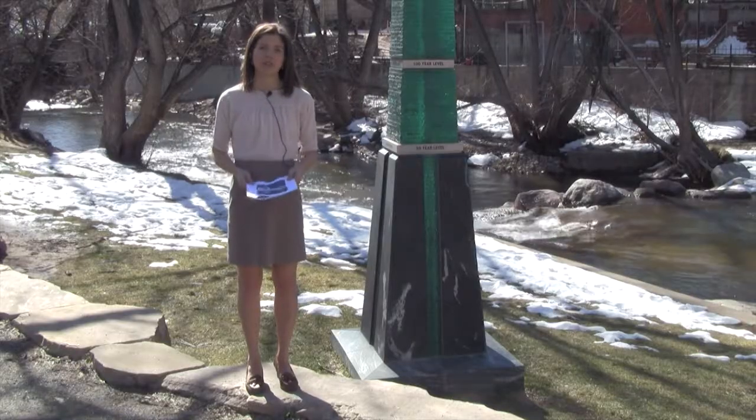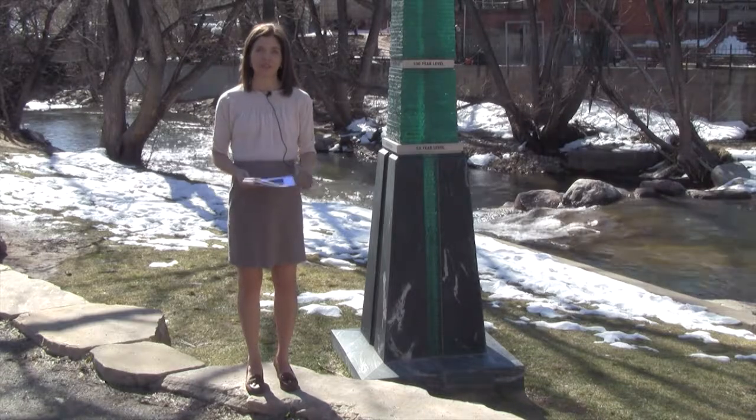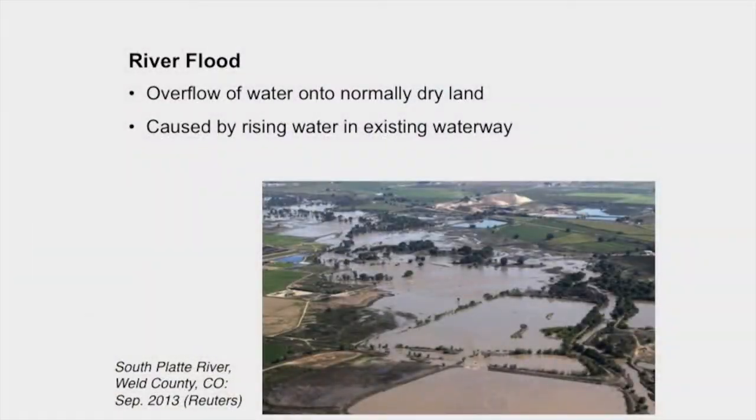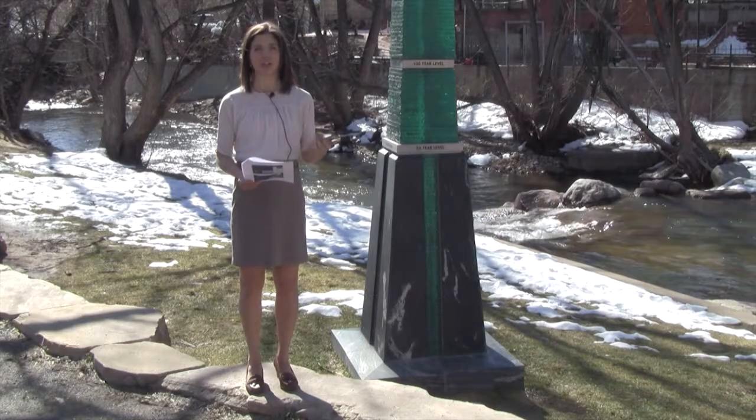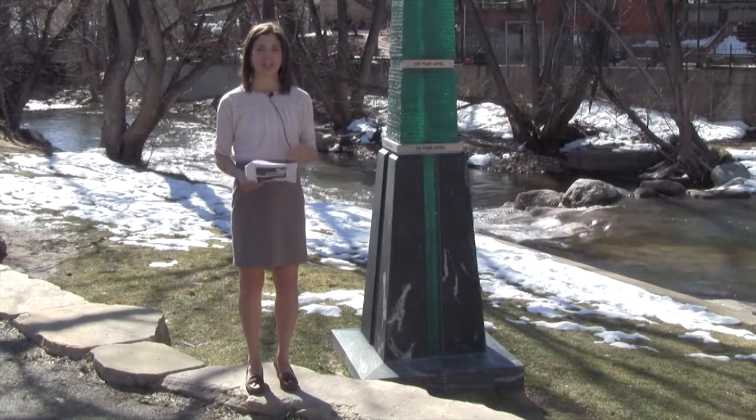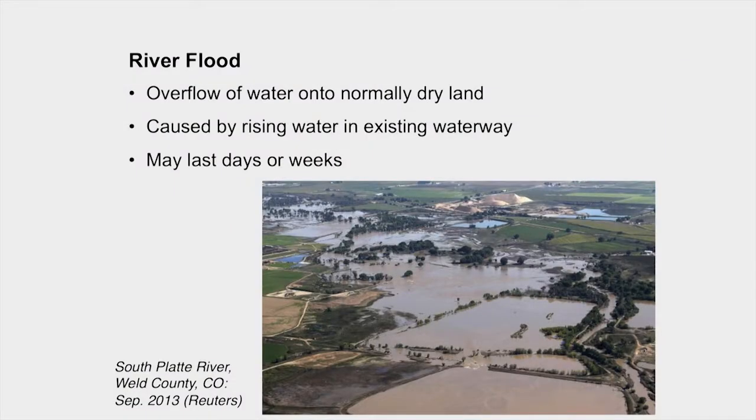Starting off with just a couple of definitions of a river flood versus a flash flood. A river flood is defined as an overflow of water onto normally dry land, and it's caused by slower rising water in a place that usually has it. Whether that's a river, a stream, a drainage ditch, it's just when water can no longer be confined within those banks and it rises and floods the dry land next to it. It's a longer term event. It usually lasts on the order of days to weeks.